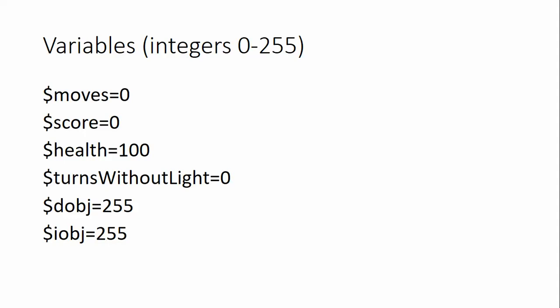So if you just type look, well, there's no direct object in that sentence. So the direct object would be 255, which also corresponds to the number negative one when you're dealing with binary. So 255 is just a flag that says this is an invalid value. But if you type in a sentence that has valid words in it, those numbers will be there.